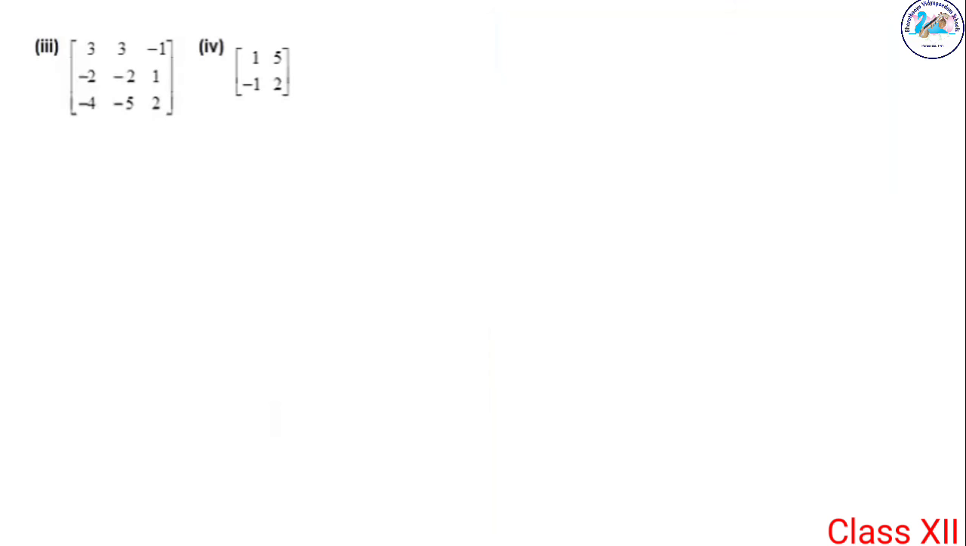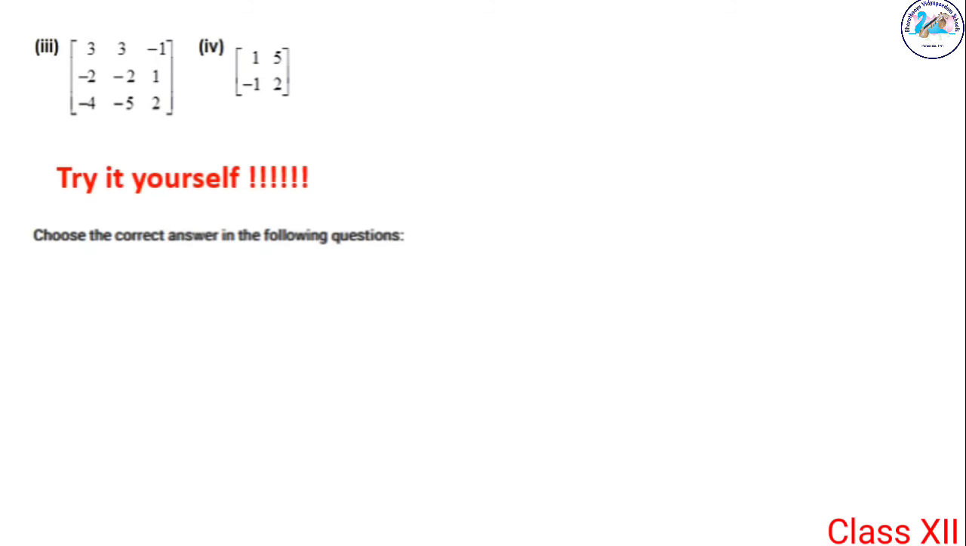Now move on to the next question. Next there are two questions, question number 3 and question number 4. Question number 3 is a 3 by 3 matrix. Question number 4 is a 2 by 2 matrix. So we have to write these two matrices as the sum of symmetric and skew symmetric matrix. Please try these two questions at home. Do it yourself. And we have two more questions left in this exercise, that is multiple choice questions.